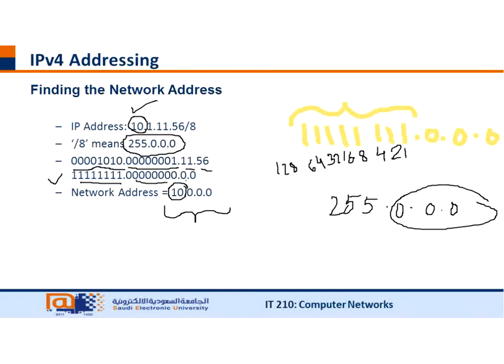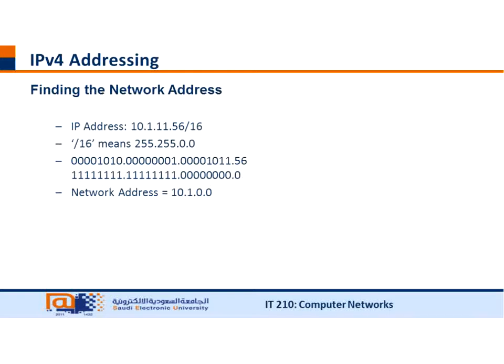Is this clear? Or shall I repeat it again? This point is clear or not? Finding the network address. This is clear? Good. What about others? Okay. So let's proceed further.